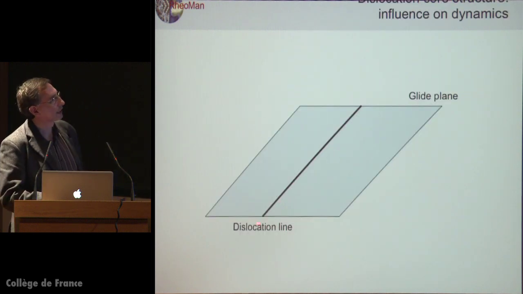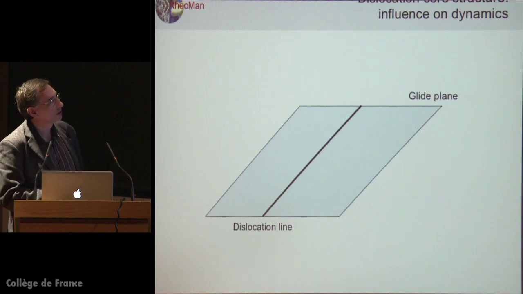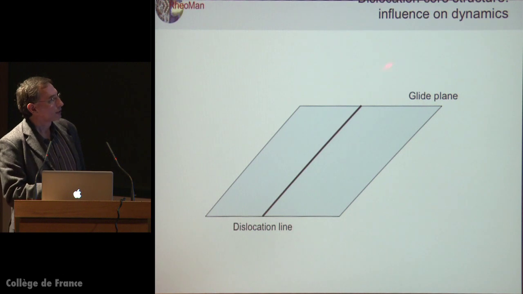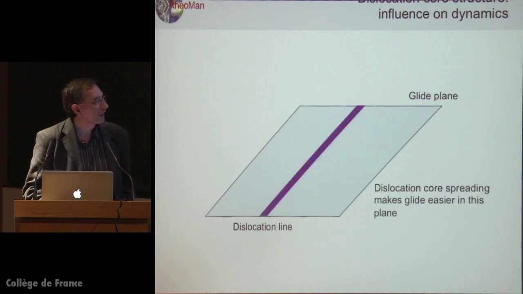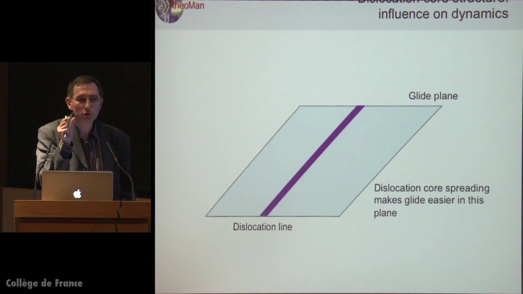Let me try to explain why we need to go down to the atomic scale. This is basically a schematic of a dislocation. The dislocation is a line defect which glides in this plane and which propagates shear during glide. Usually we assume it's a line, but just imagine that this line is not exactly a line, but that it spreads a little bit into the glide plane. It makes a small ribbon.